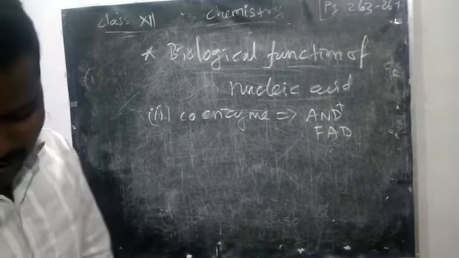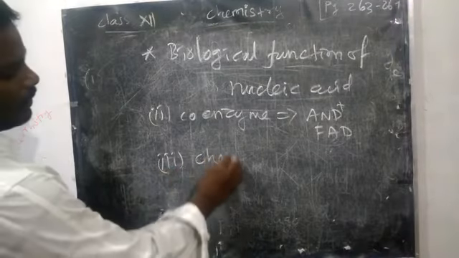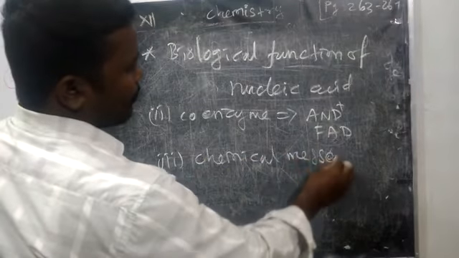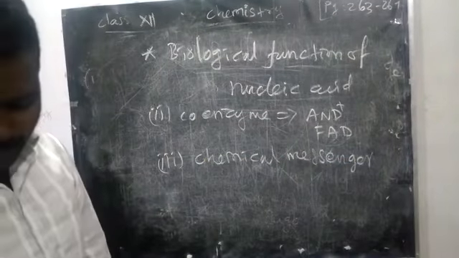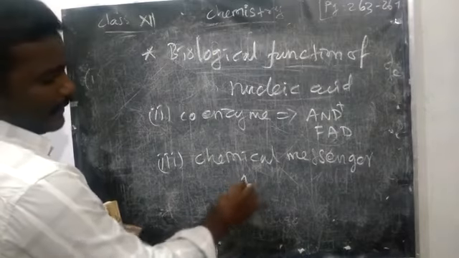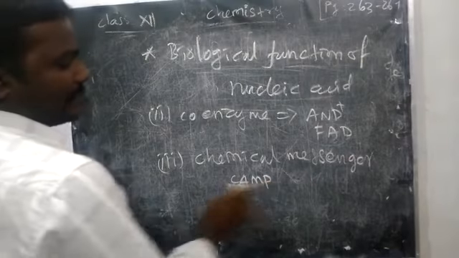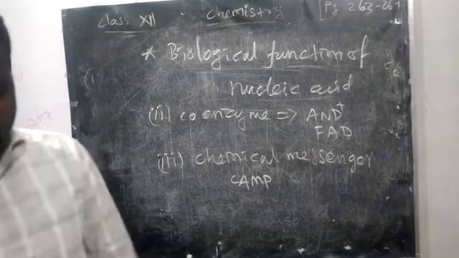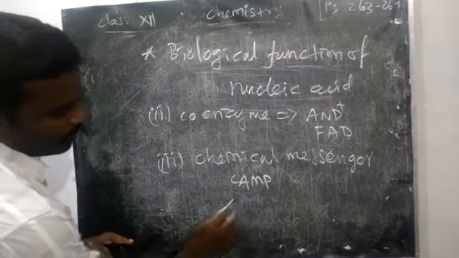At last we have the chemical messenger. In the chemical messenger we have cyclic AMP. This you can simply write as cyclic AMP, C for cyclic. This is the easiest structure: a phosphate group with one sugar group.